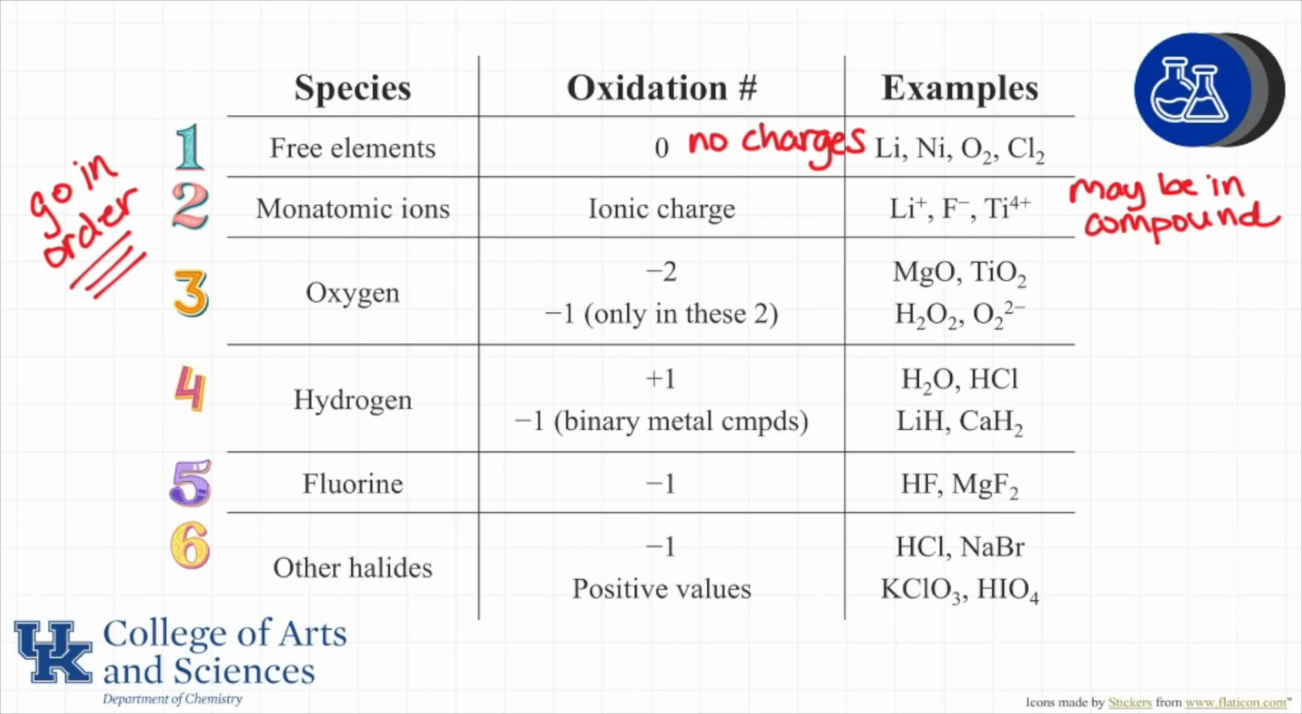Rule number 5 is fluorine has an oxidation number of -1. No matter what it's paired with, no matter what the compound is, fluorine will always be -1. And the last rule we'll see is that other halides, so chlorine, bromine, and iodine, are -1 when they're in a binary ionic compound, but in some compounds, they can actually have a positive value.